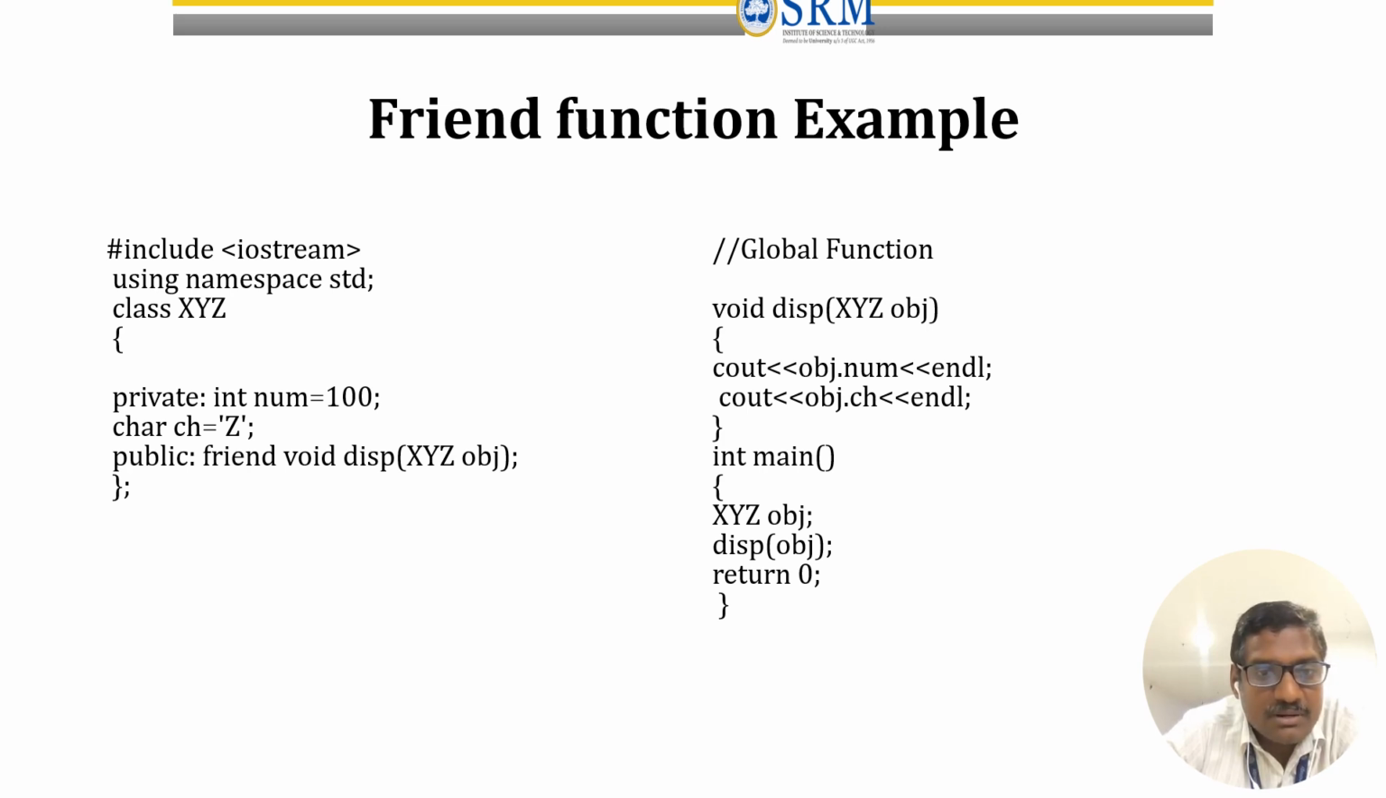Come to the definition part. Here you could see the private member num, object.num, and you are accessing that object.num by calling the display function. The display function is a friend function, but it is accessing the private data member num. So the concept behind a friend function is that it's a non-member function. It has the right to access the private data member. As a result, it's violating the OOPS feature.